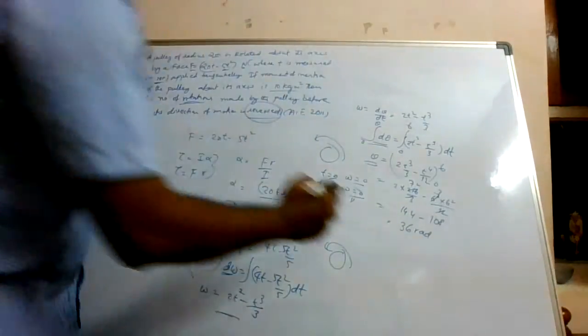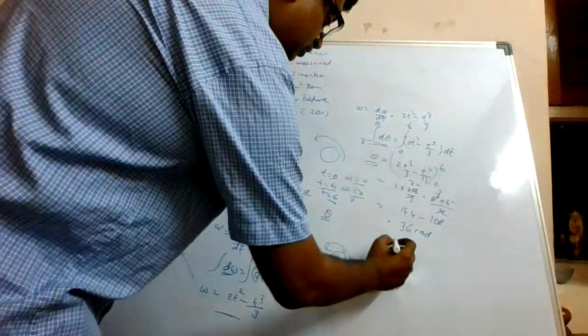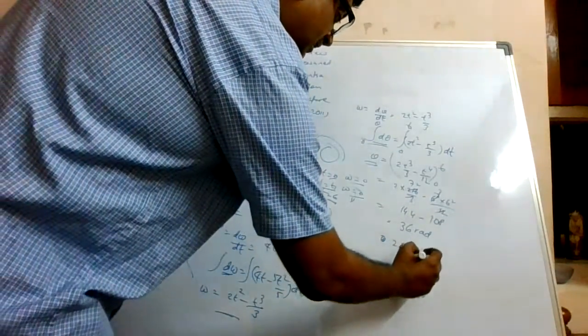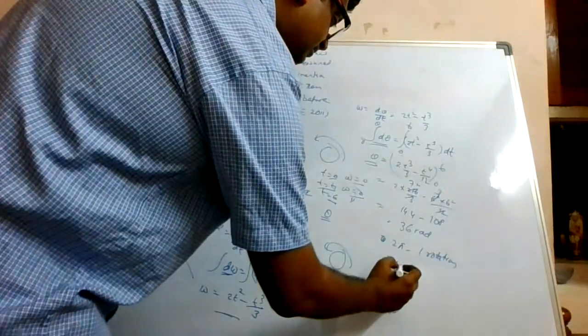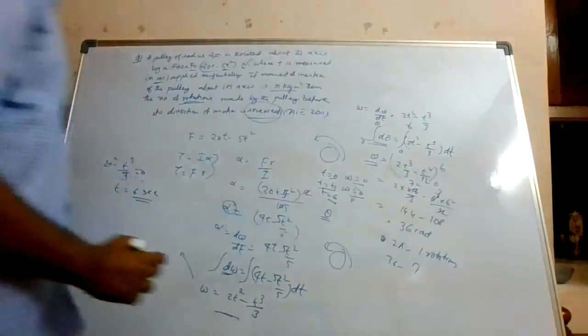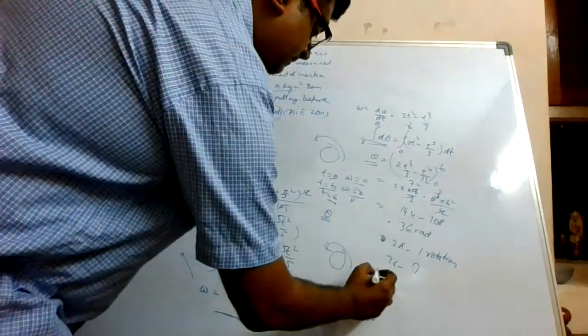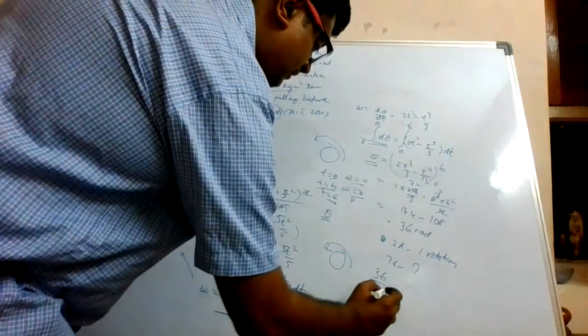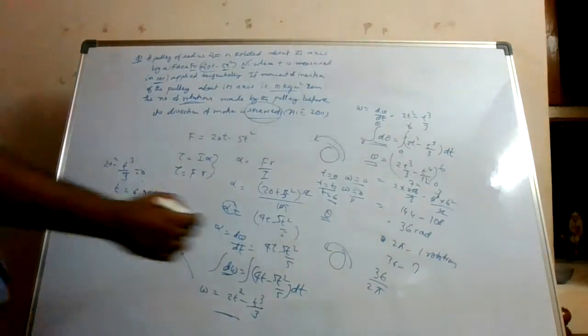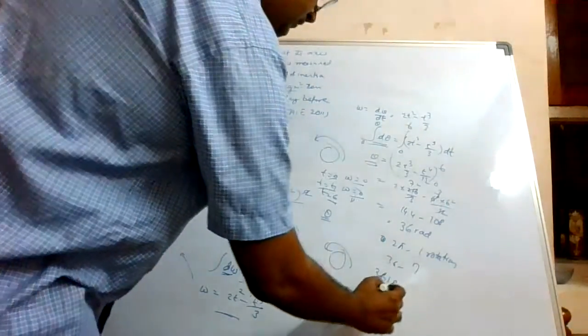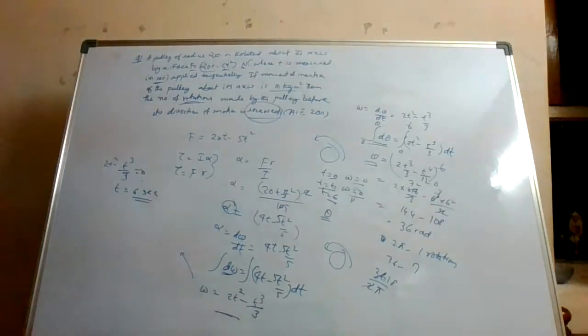Okay. Remember, 2 pi radians corresponds to 1 rotation. 36 radians corresponds to how many rotations? So the answer will be 36 divided by 2 pi number of rotations it will take before coming to rest. So it will be 18 by pi. Answer will be 18 by pi rotations.